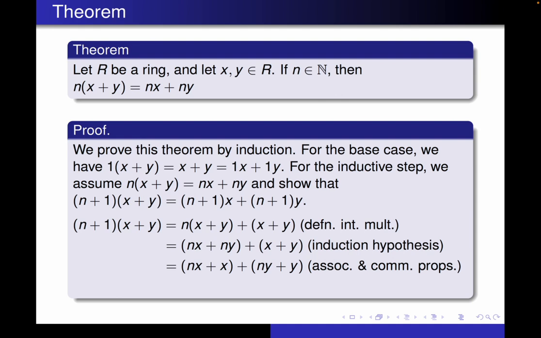And then we're going to use the definition of multiplication by n plus 1. (n plus 1) times anything is n times that something plus the something again. So nx plus x, working that backwards, is (n plus 1) times x. And ny plus y is (n plus 1) times y. And again, that's the definition of integer multiplication. And that's what we were trying to prove.